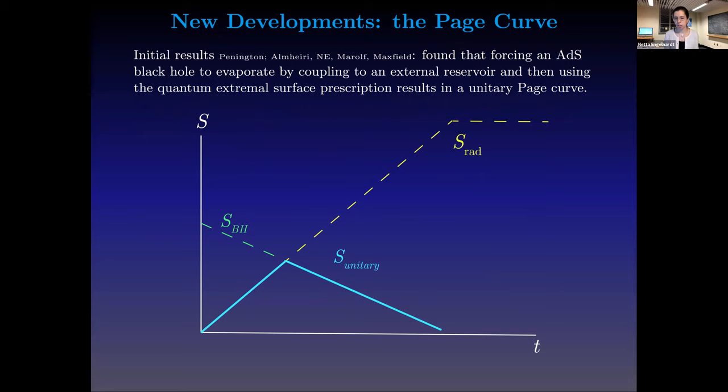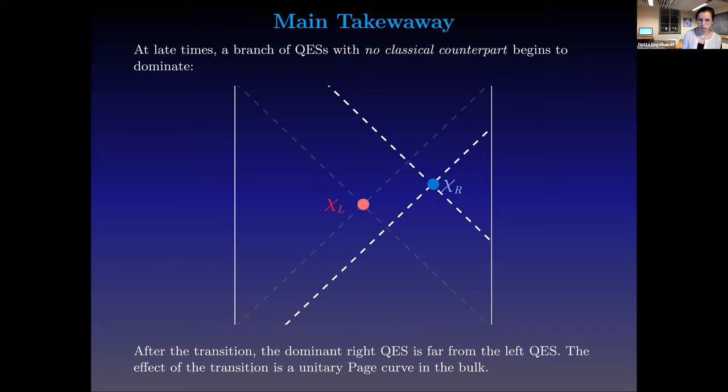And so the quantum extremal surface prescription gives you the correct unitary answer, even though you only need to use semi-classical quantities in that prescription. So the main takeaway, and again, I really don't want to spend a lot of time on this, is that you get a new branch of quantum extremal surfaces that dominates at late times. And as a result of that, you essentially get the unitary Page curve. So it's critical that you have this new quantum extremal surface that nucleates and dominates at late times.